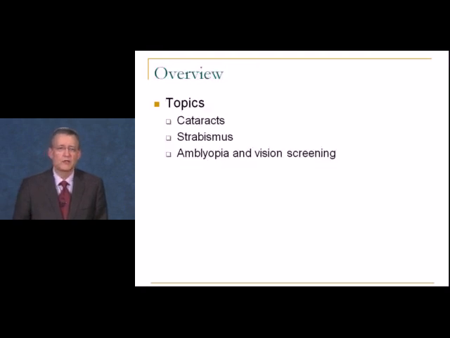So let's get on with it. The topics that we will discuss today in order are first cataracts, then strabismus, and finally amblyopia, which really ties in together with vision screening. In fact, all three of these conditions tie in together with vision screening because the key for you in practice is going to be which of these patients need to be referred and how quickly. And that's really going to be the recurrent focus today.